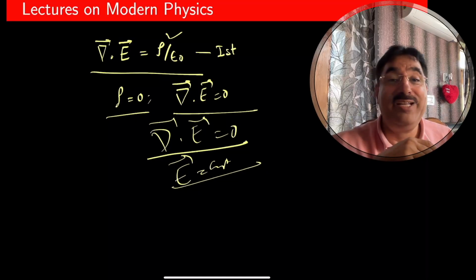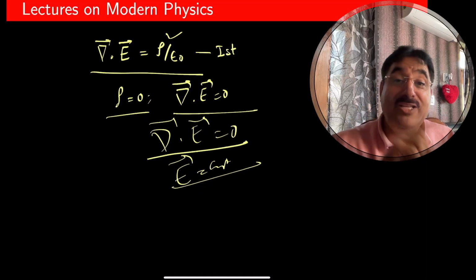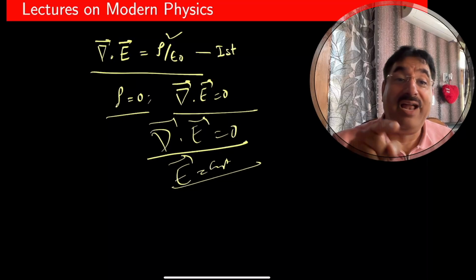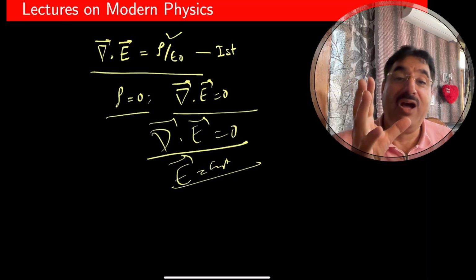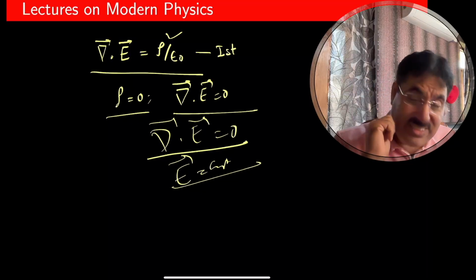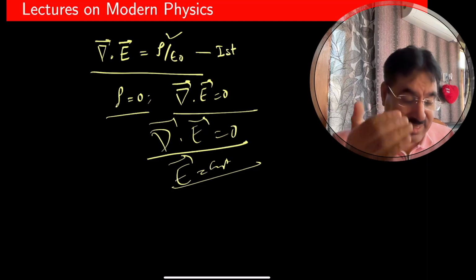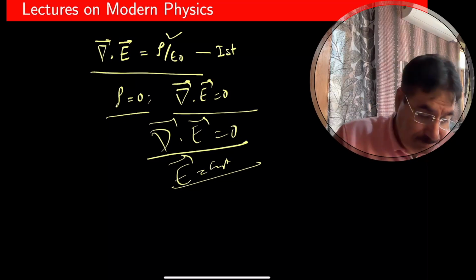So the field being constant is something else, right? See, the field being constant is not contained in divergence being 0. If divergence is 0, what is guaranteed is that the field is not spreading out nor shrinking. So this is a confusion that most of the students have. That's why I try to clarify it.